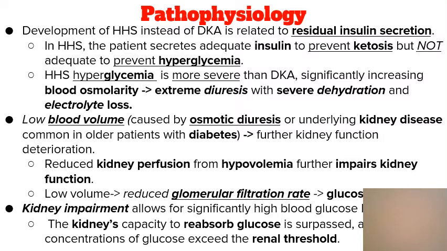So low volume leads to reduced GFR, which leads to a rise in glucose level. And the kidney impairment seen will allow for significantly high glucose levels because the kidney's capacity to reabsorb glucose is surpassed as the concentration of glucose surpasses the renal threshold.